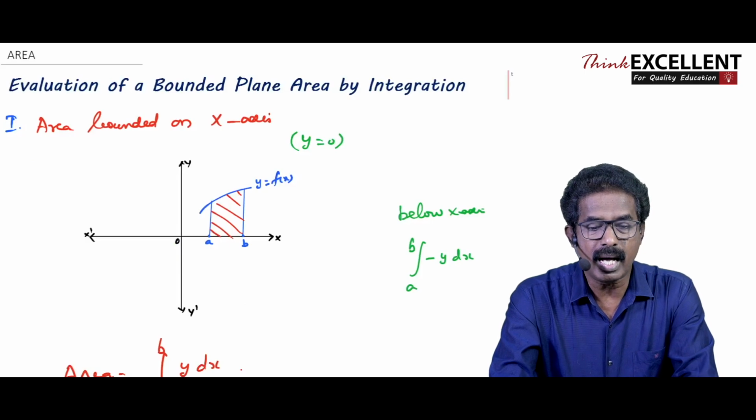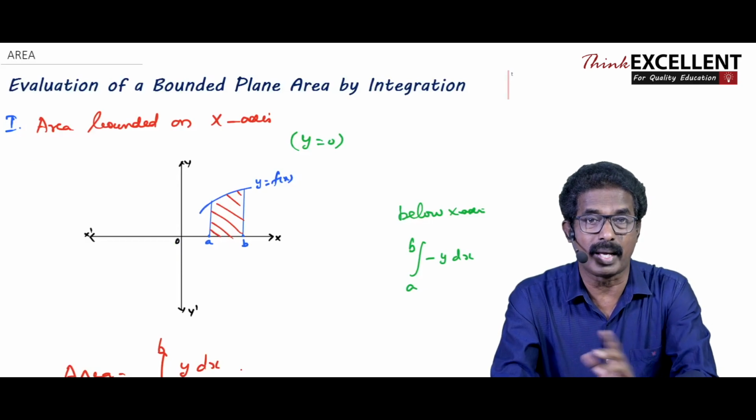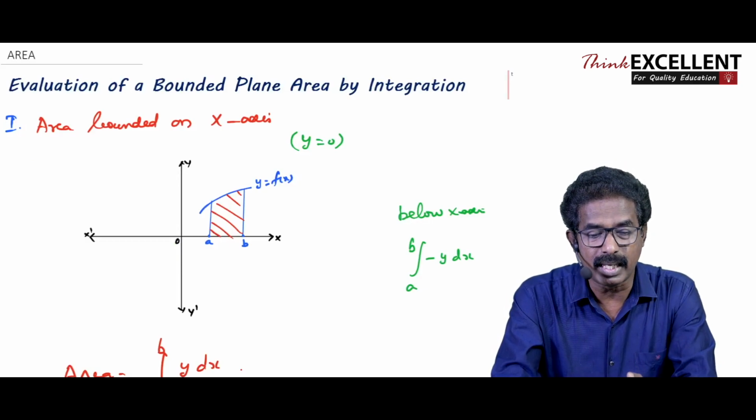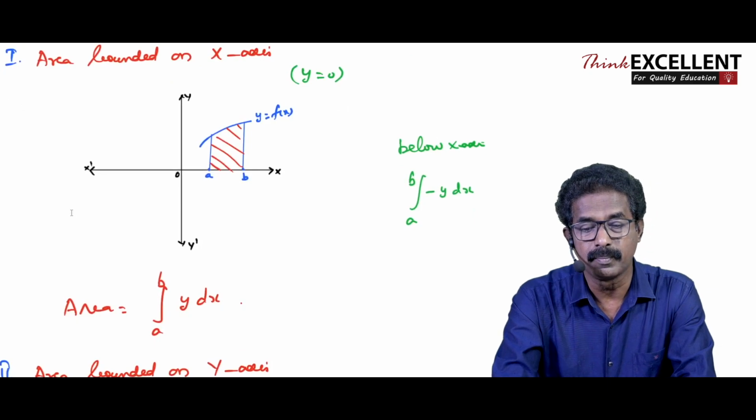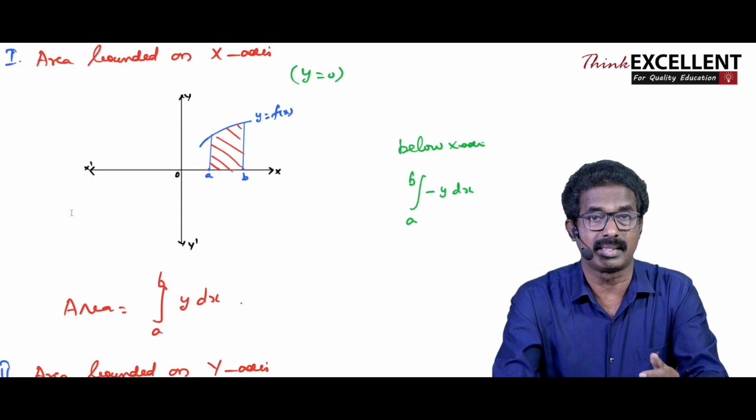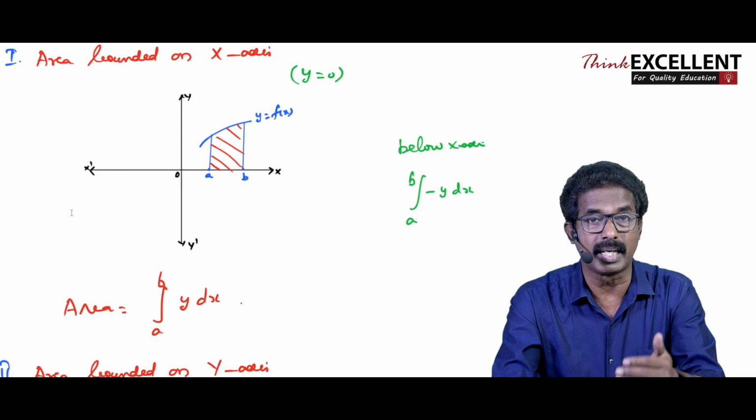Area bounded on the x-axis and y-axis: two things we have. Area bounded on the x-axis, the formula is integral a to b y dx. Integral a to b y dx. If it is above the x-axis, because you know area cannot be negative, right?